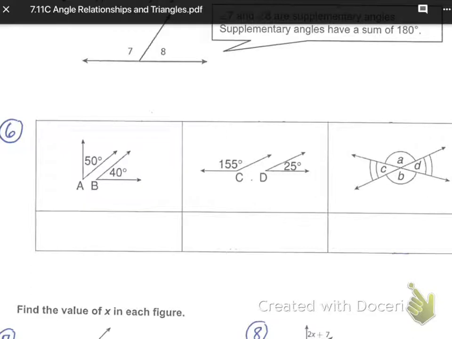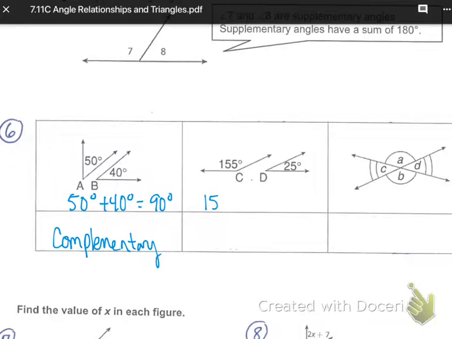So let's look at number 6. We have A plus B: 50 degrees plus 40 degrees is 90 degrees, which makes it complementary. I might have misspelled complementary, but it's okay. Then we have C plus D, so we have 155 degrees plus 25 degrees. That equals 180. Well, 180 is a straight line, and it's supplementary. Straight line, supplementary.